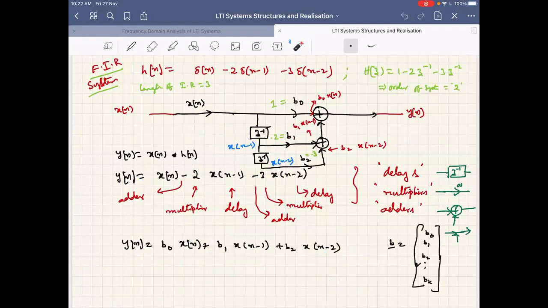For realization of this, if we have an impulse response like this and an input-output relationship like this, the output should be a function of x of n: b0 times x of n, b1 times x of n minus 1, so there should be a delay, and b2 times x of n minus 2, another delay, multiplied with b0, b1, b2. These three terms should add up to get y of n. As you can see, the primitive elements required for realization of any FIR system or even IIR system are delays, multipliers, and adders.